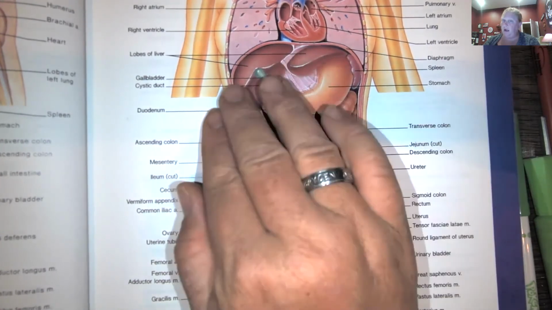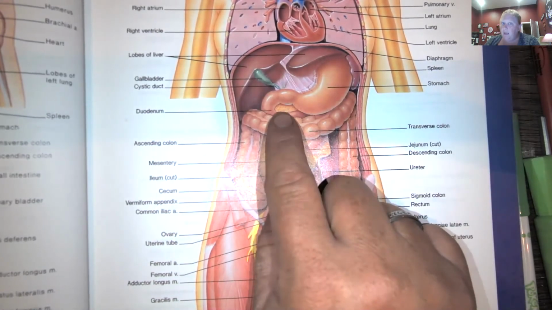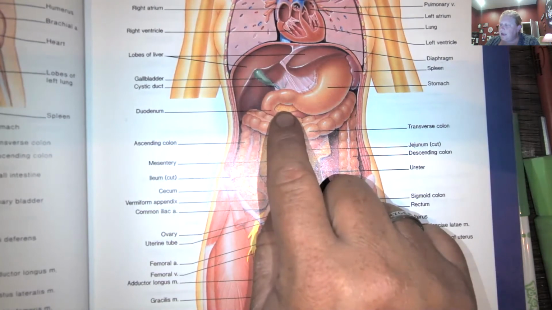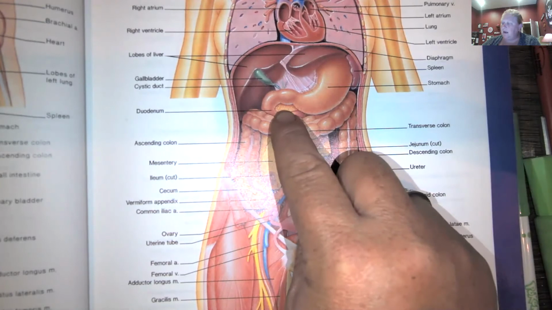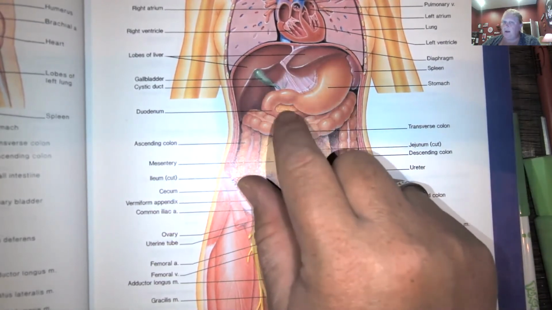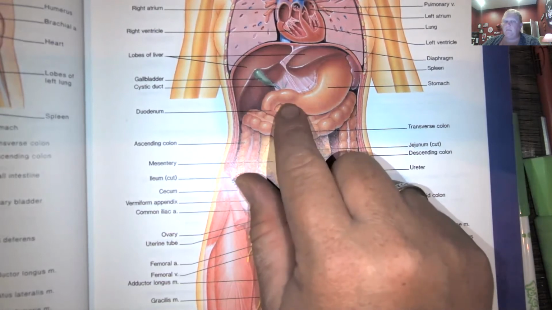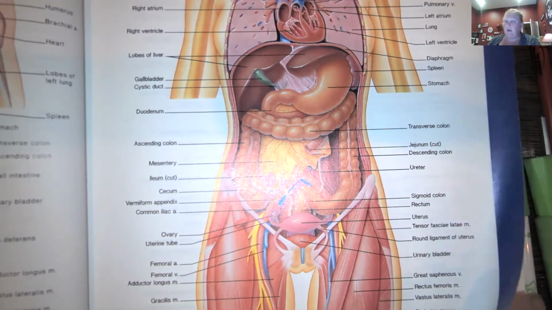So here's your liver. Takes up all of this space, okay? Here's your stomach. There's the pancreas. See, I told you, pick up your stomach. There's the pancreas, okay? And the pancreas and the liver both dump accessory juices into the small intestine, okay?